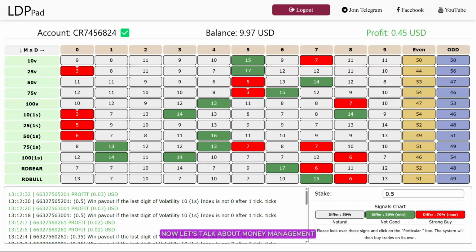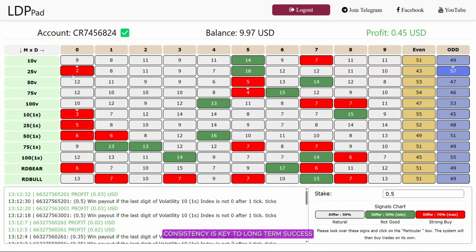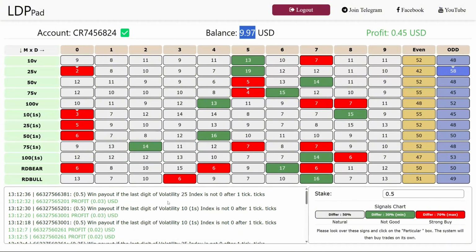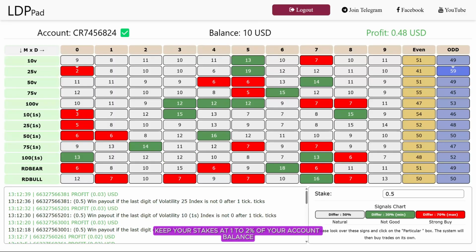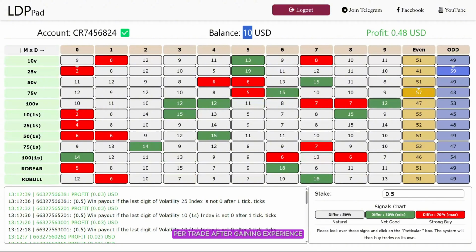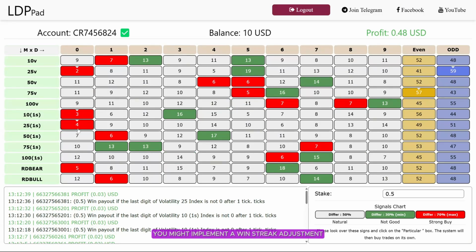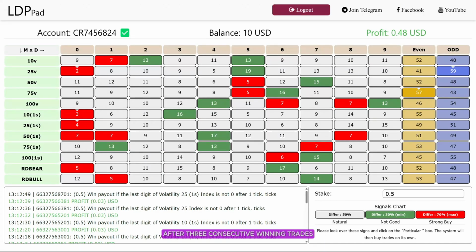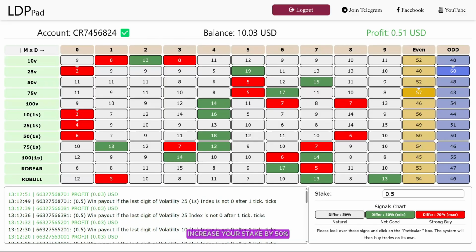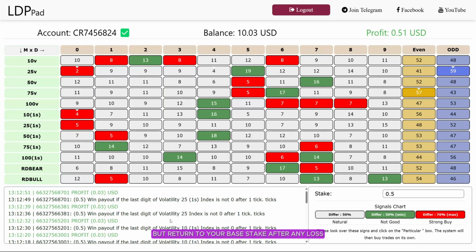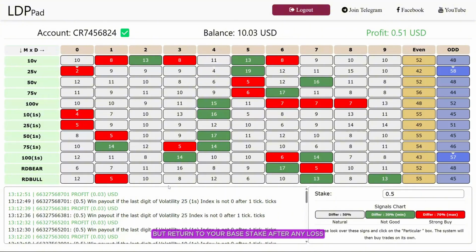Now let's talk about money management. Consistency is key to long-term success. Keep your stakes at 1 to 2% of your account balance per trade. After gaining experience, you might implement a win streak adjustment. After 3 consecutive winning trades, increase your stake by 50%, but return to your base stake after any loss.